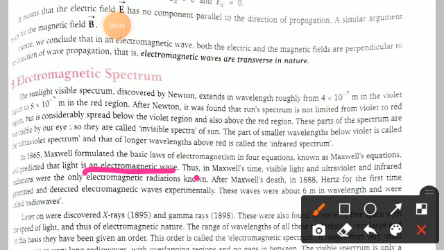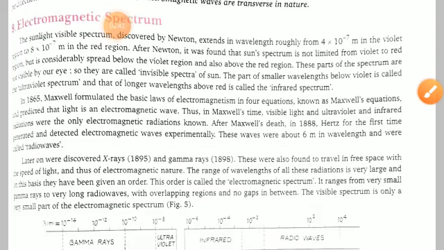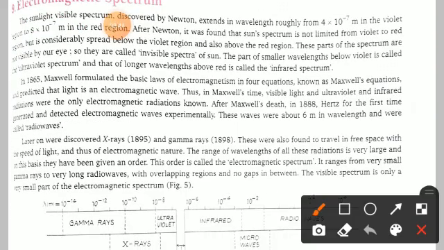Thus in Maxwell's time, visible light, ultraviolet and infrared radiations were the only electromagnetic radiations known. After Maxwell's death, in 1888, Heinrich Hertz, after whom the hertz, the unit of frequency, is named, for the first time generated and detected electromagnetic waves experimentally. These waves were about 6 meters in wavelength and were called radio waves.